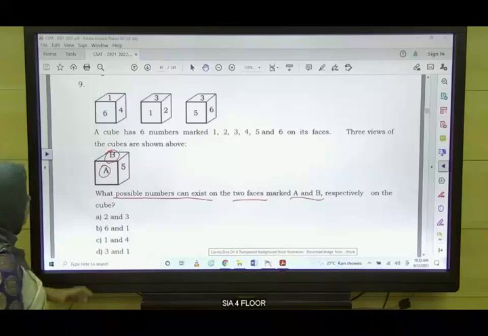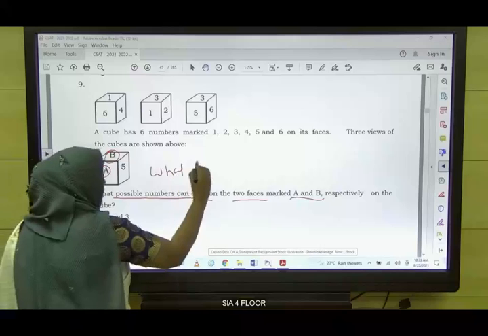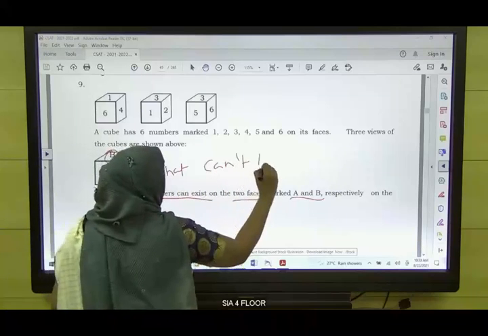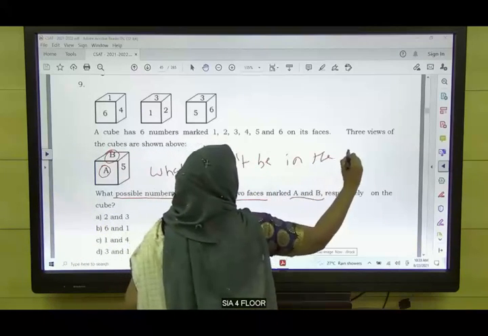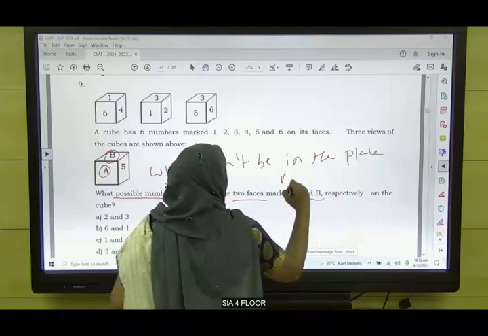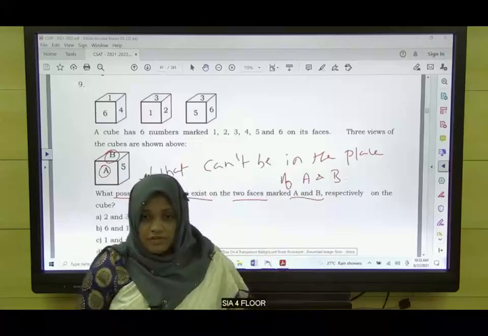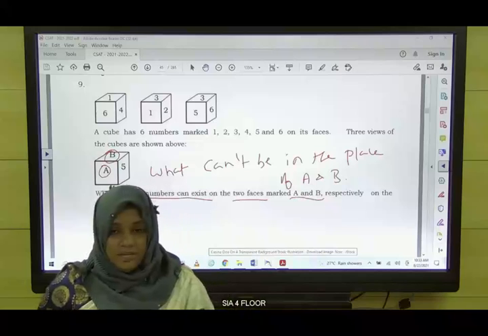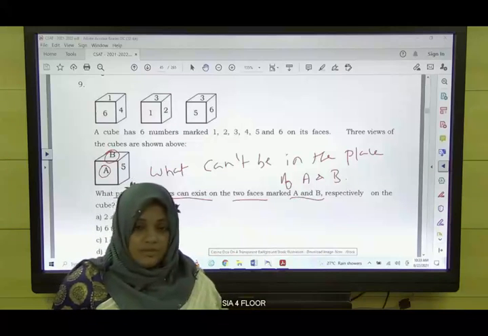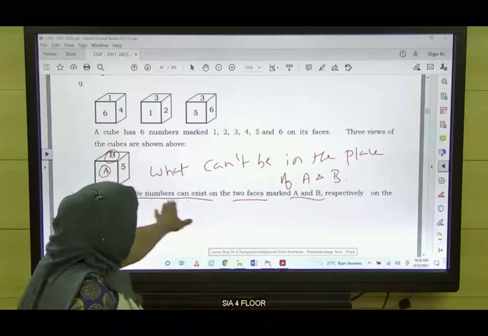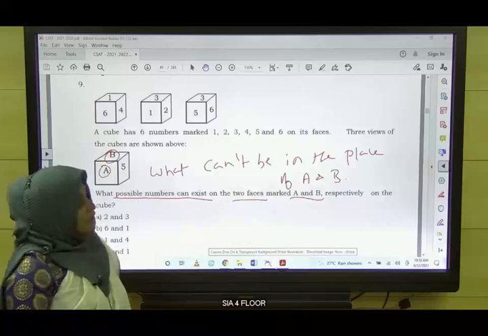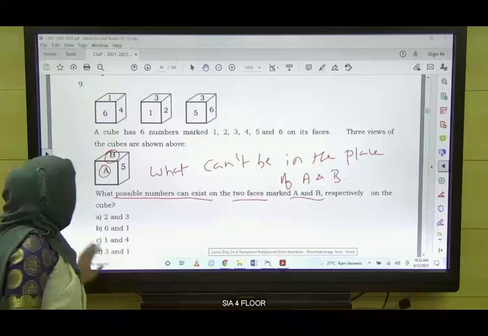But we can find out what can't be in the place of A and B. This is the only thing we are going to do. We cannot find out what can be in the place of A and B. That is not the way we are going to do it now. But what cannot be in the place of A and B, we are going to find out. Okay.